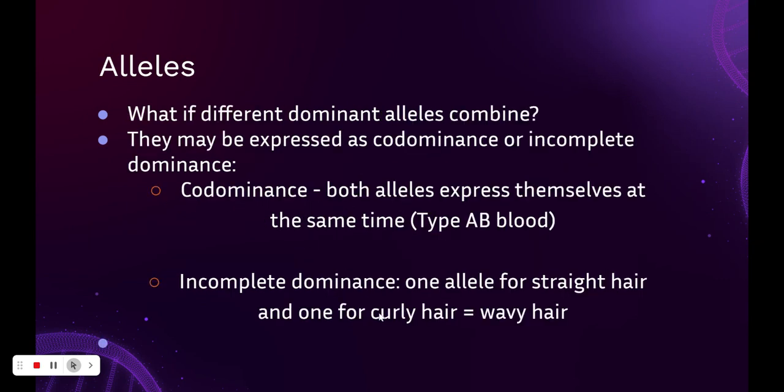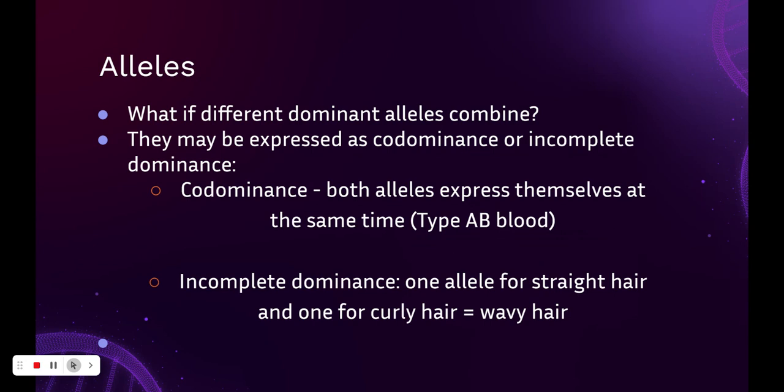Okay? What if different dominant alleles combine? For example, you have an allele for type A blood, and it codes for that A antigen, and your spouse or your mate has type B blood, and they code for a B antigen. Your offspring could have type AB blood. Both genes will express themselves at the same time. You will have the A antigens and the B antigens. Okay, that is codominance.